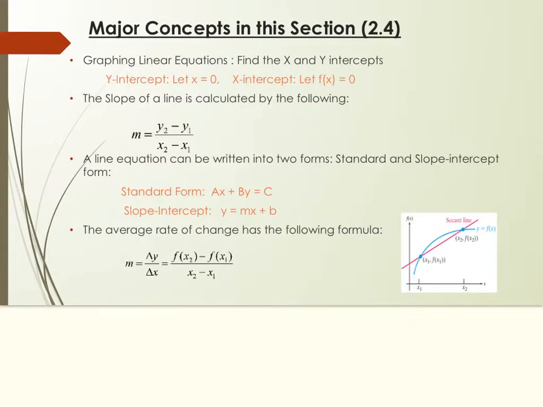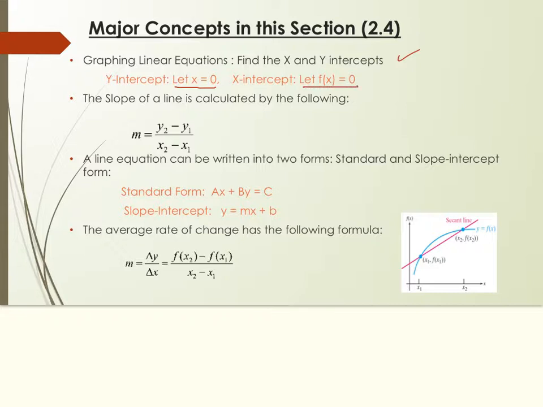The major concepts in section 2.4 are the following. We're going to graph linear equations and find the x and y intercepts. So once we find the x and y intercepts, then we can graph our equations, and you will remember that when we find the y-intercept, we let x equal 0 in the equation. And then for the x-intercept, we let f of x equal 0.